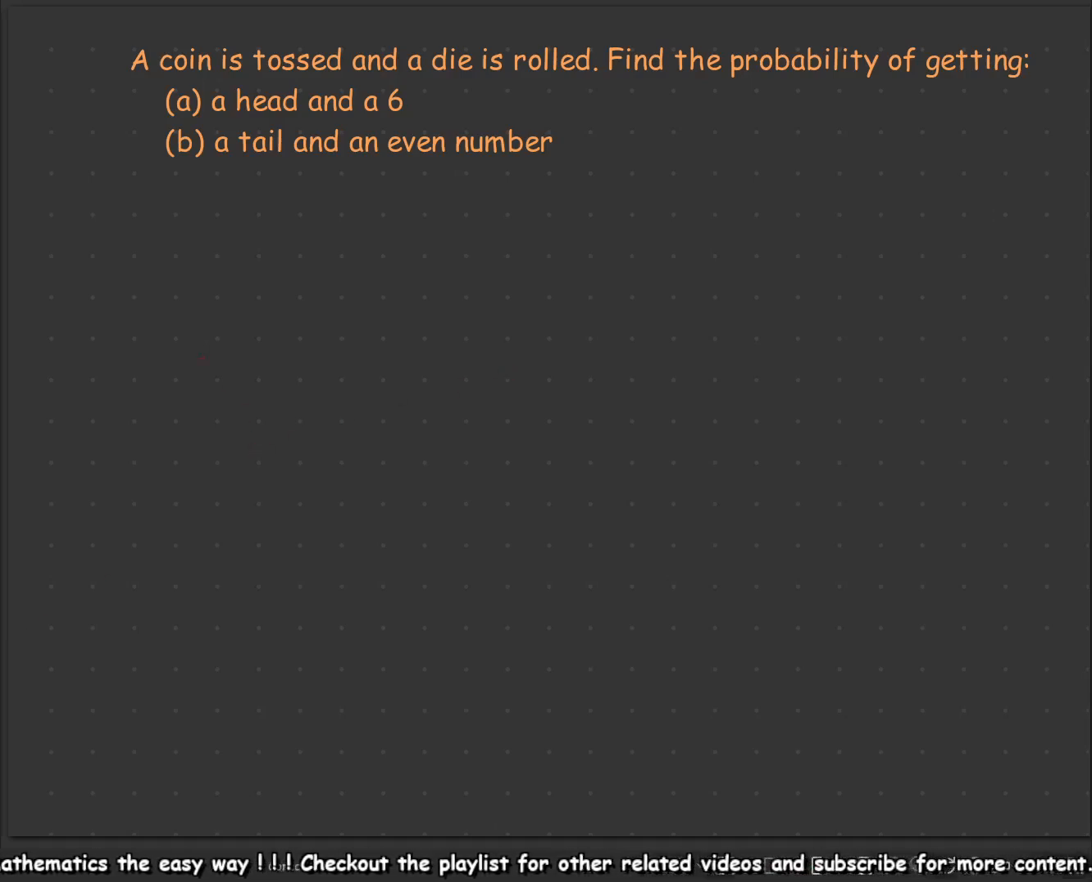Looking at our first example, it says a coin is tossed and a die is rolled. You have to find the probability of getting a head and a 6. That is number one. And then the second one is a tail and an even number. I won't go through the steps of finding the probabilities of these individual events, I'll just go straight to the point because we have already treated these in the previous video. So let's quickly go into it.